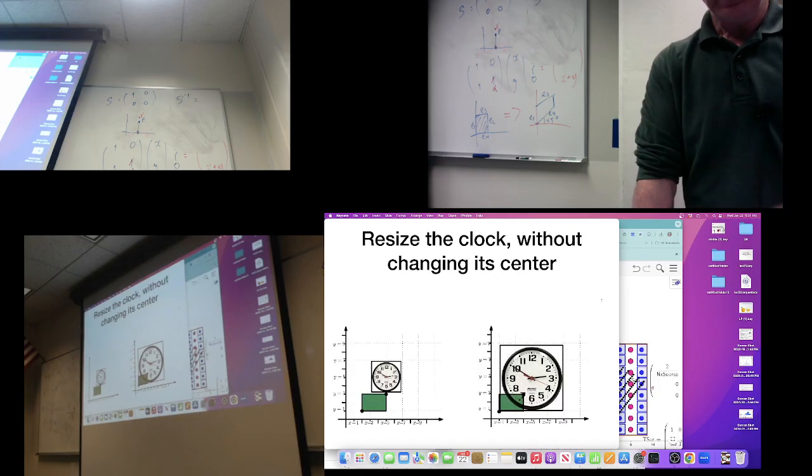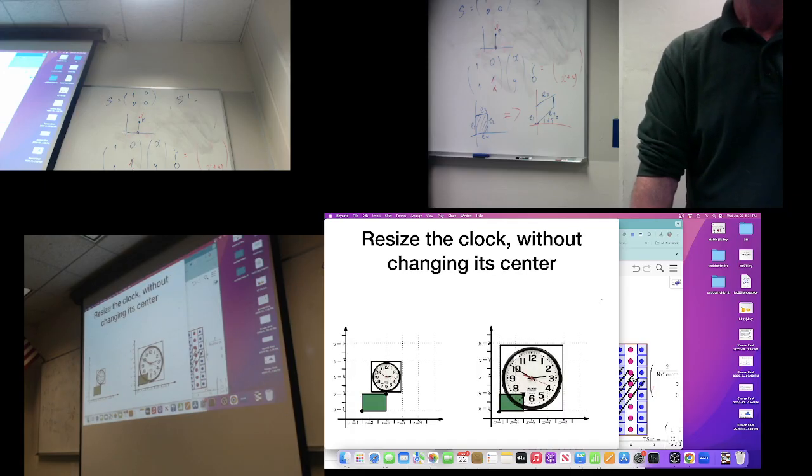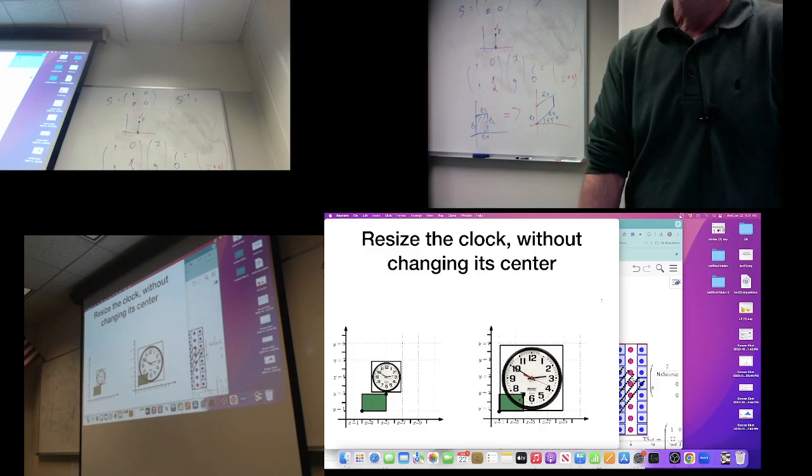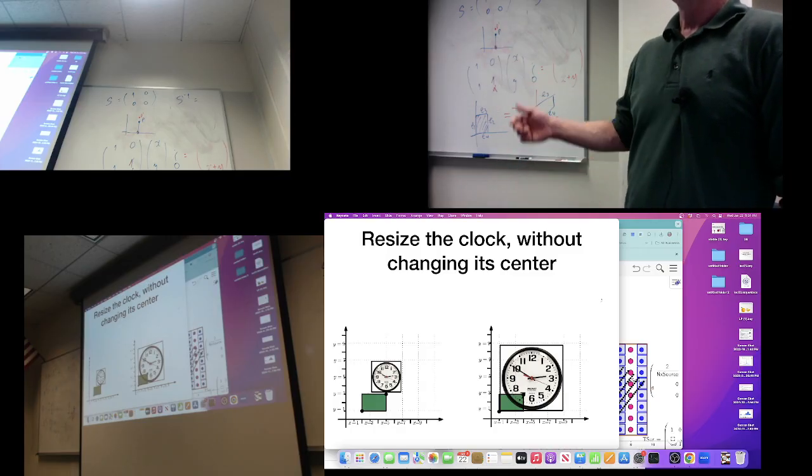For example, I want to resize the clock, but if I resize it right now, its center will change. Scaling the clock right now will move its center. I want to enlarge this clock, but without changing its center. How do I do it?